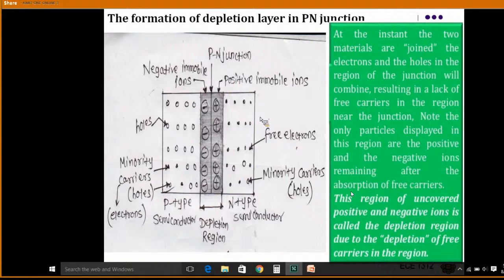But initially you are not applying any voltage or any electric field here. That's why side by side, this electron, this hole recombination takes place. They are leaving some immobile ions. This region you are calling a depletion region. Depletion, that is, charge carriers are depleted. There are no charge carriers in that region. This is the meaning of depletion region.